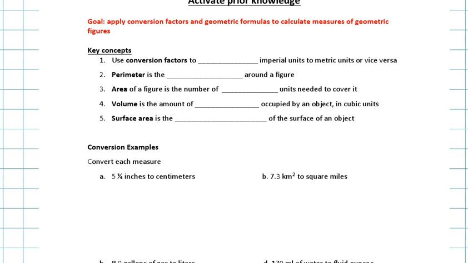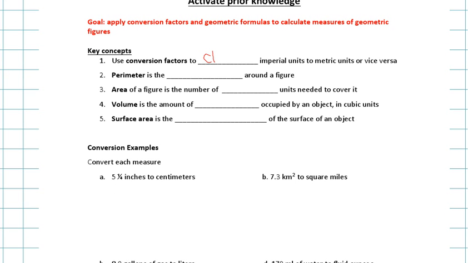So imperial units are the units that they use in the States, okay? And the metric units are the units that we use here in Canada. As I said earlier, we use conversion factors to change imperial units to metric units, or vice versa.